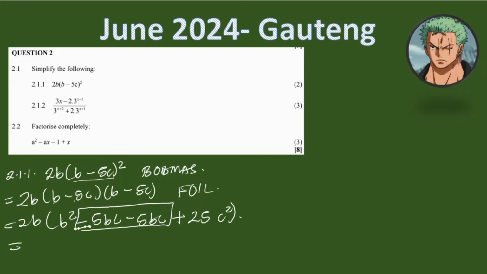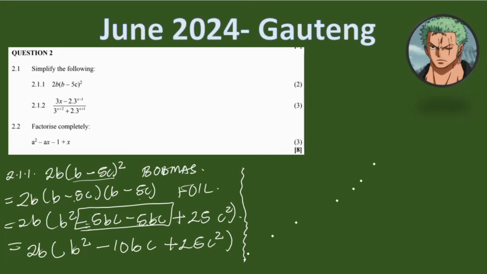Before we distribute, so I have 2b into b squared. These like terms will give me how much? Negative 10bc, and then I have plus 25c squared, close brackets, right? And then let's divide this here.